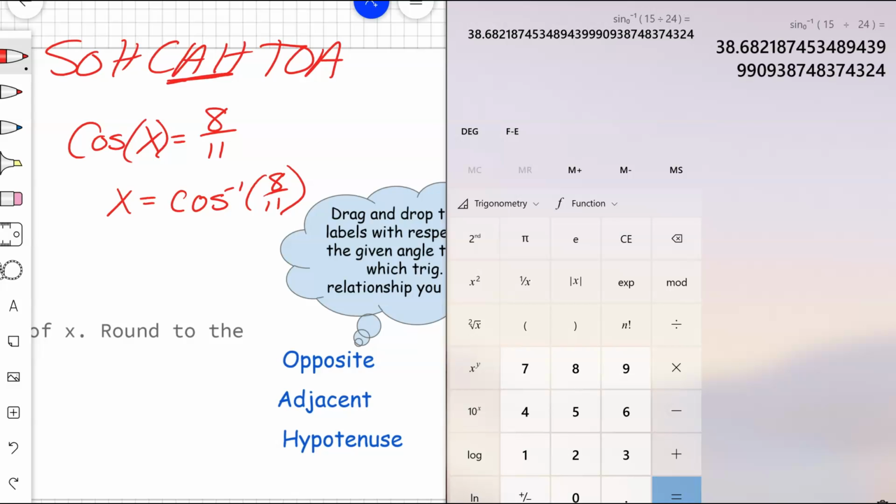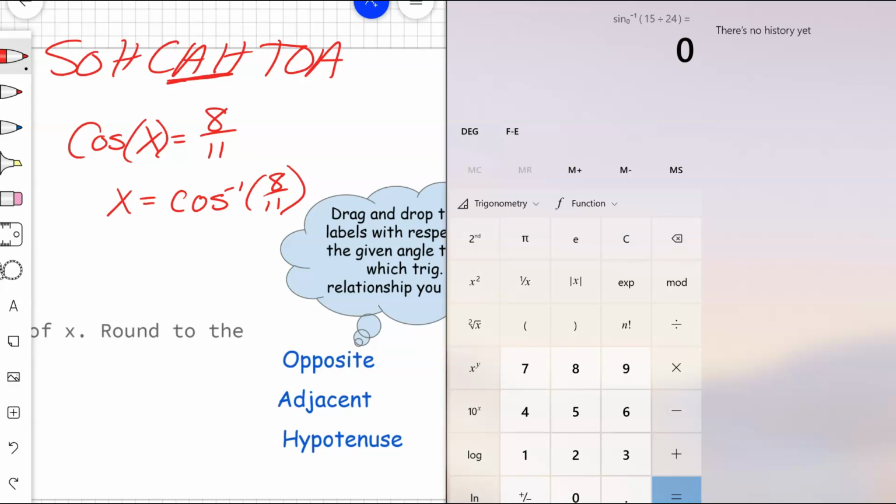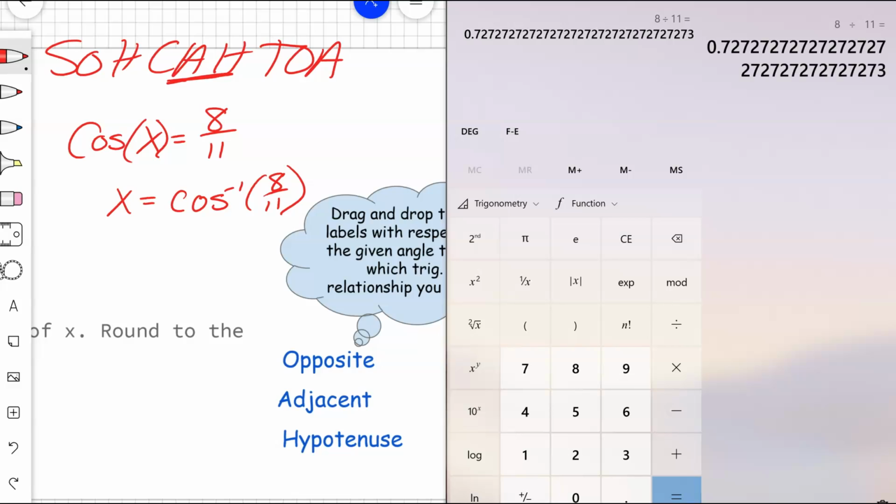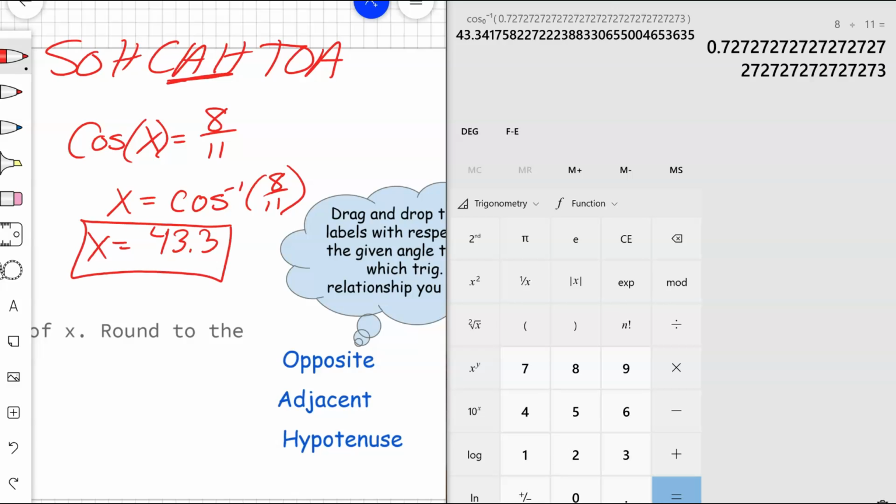I'm going to clear out. Okay, the first thing that I need is to go ahead and calculate 8 divided by 11, set that equal. Then we're going to go ahead and press trigonometry, second, cosine, and that's going to give me 43.3. Perfect. X equals 43.3. And we're done with this problem.